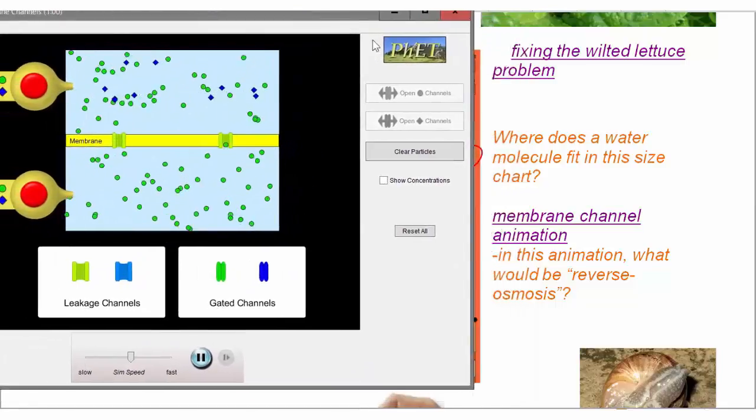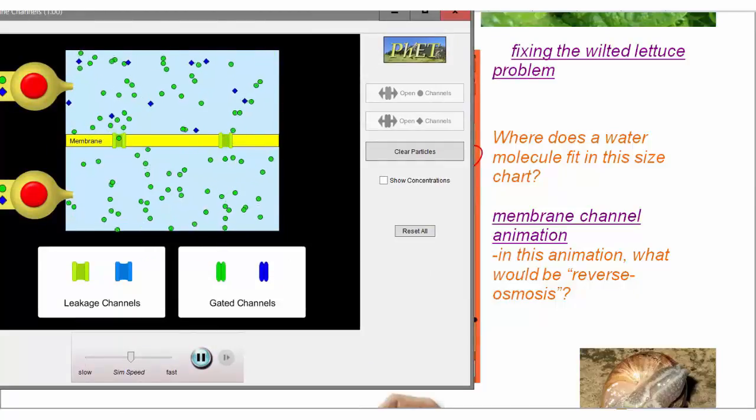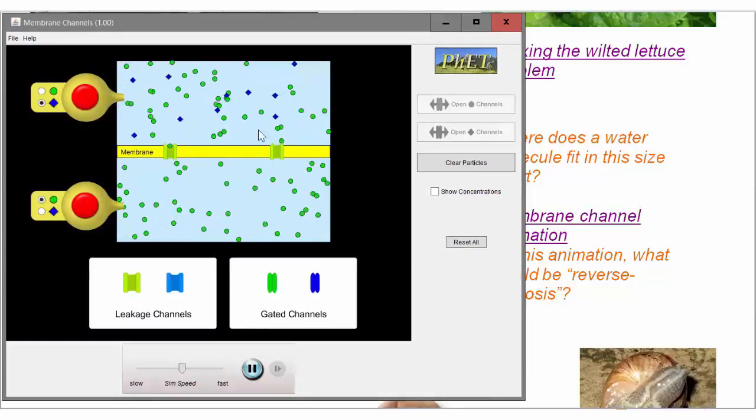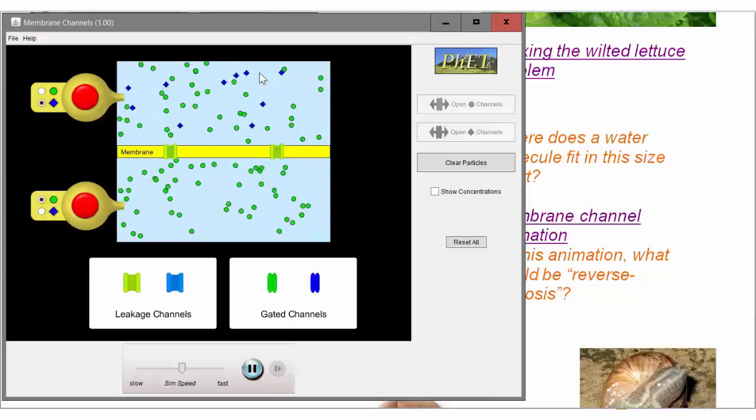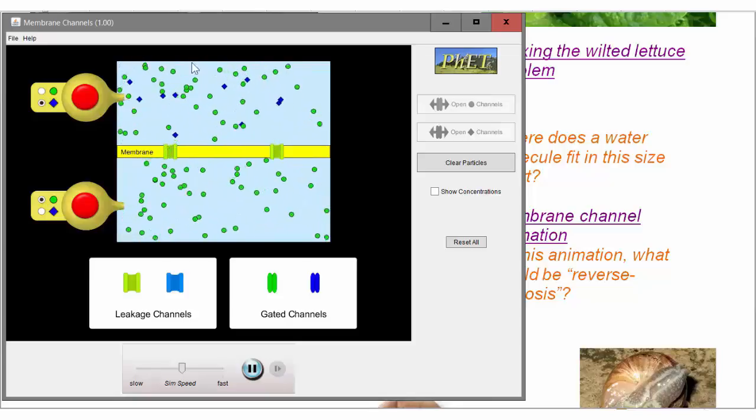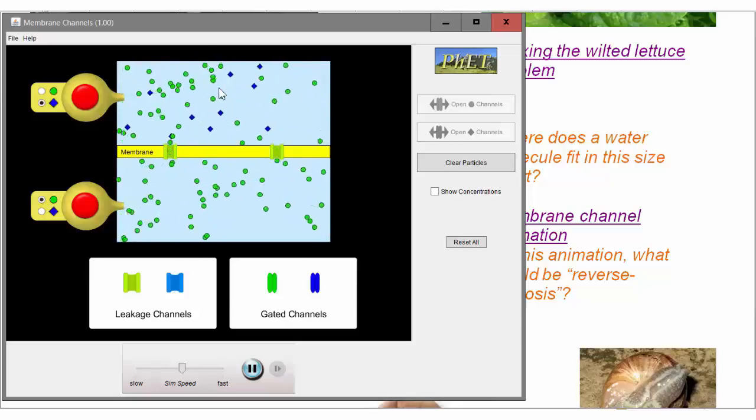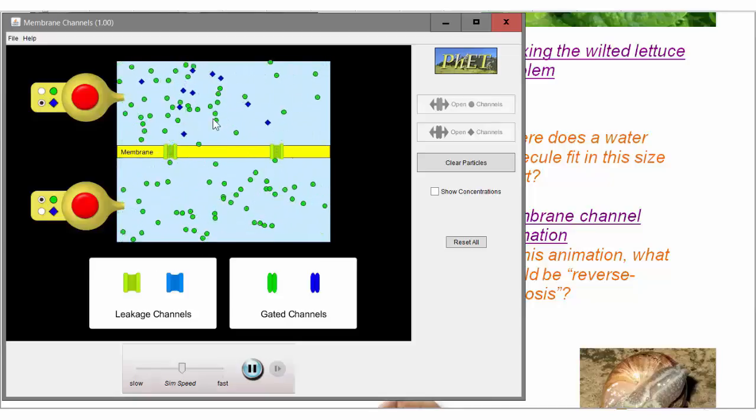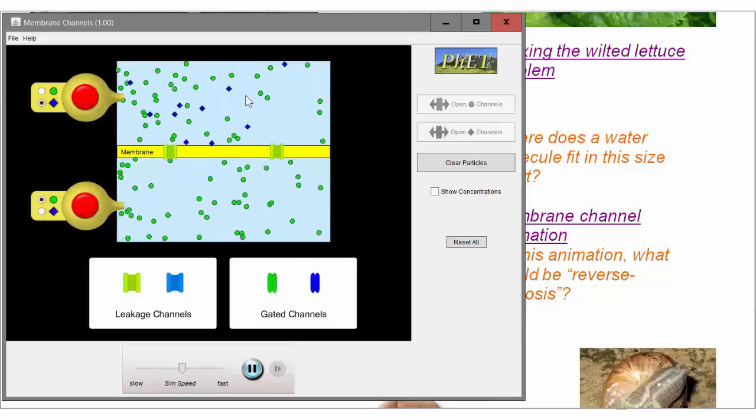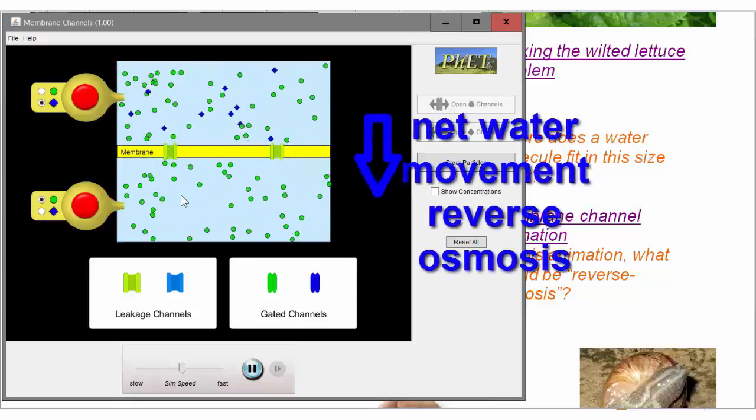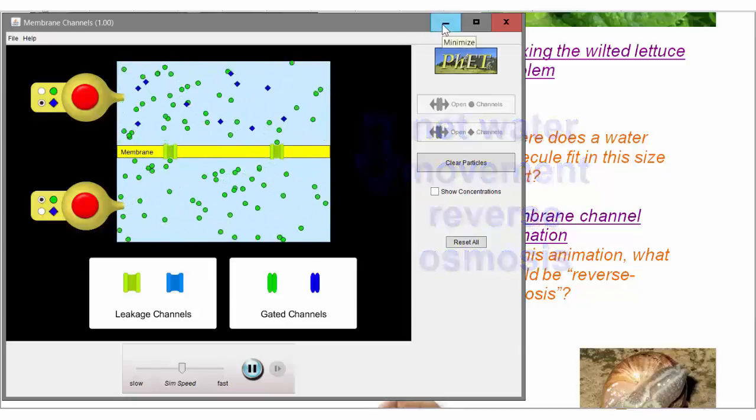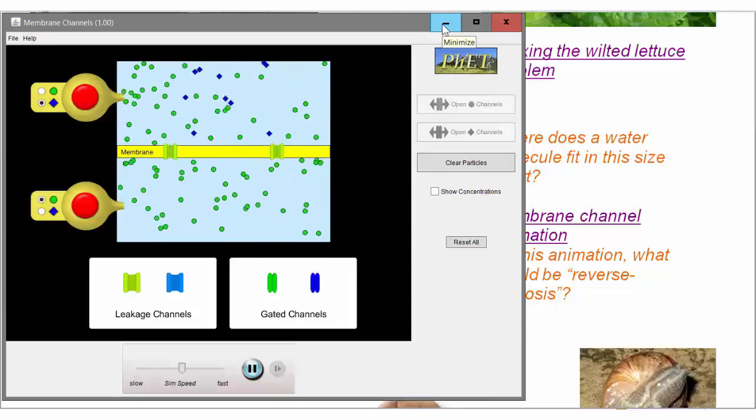In this animation, what would be reverse osmosis? Well, we know osmosis is natural. Nature wants to go from this region that way. Reverse osmosis would be, okay, let's stop that natural movement. Let's apply a pressure on this side, maybe a piston or something like that, and let's push back. We'll see that not only will the osmosis stop, but it will reverse. Water will then travel from a region of low to high concentration. That's reverse osmosis. That's one way to get pure water out of ocean water.